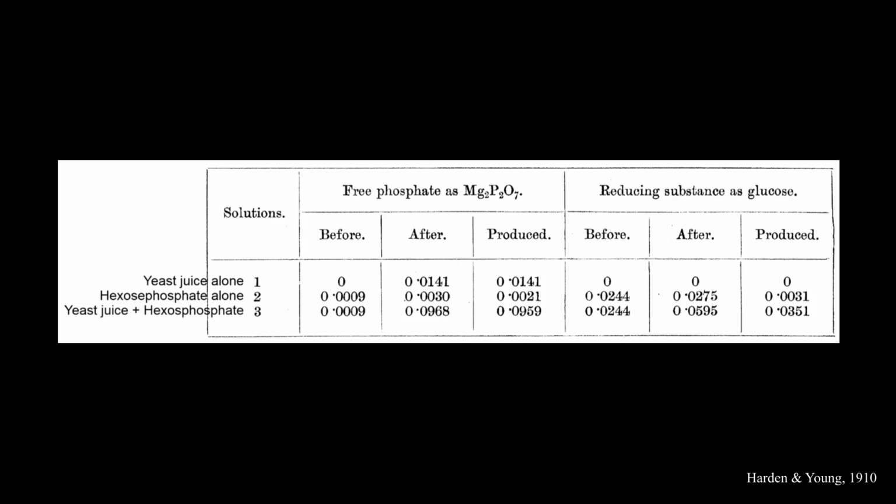Solution 2 was hexose phosphate by itself in a control solution without yeast juice, again to determine how much free phosphate hexose phosphate would generate without yeast juice. And solution 3 is yeast juice and hexose phosphate together.